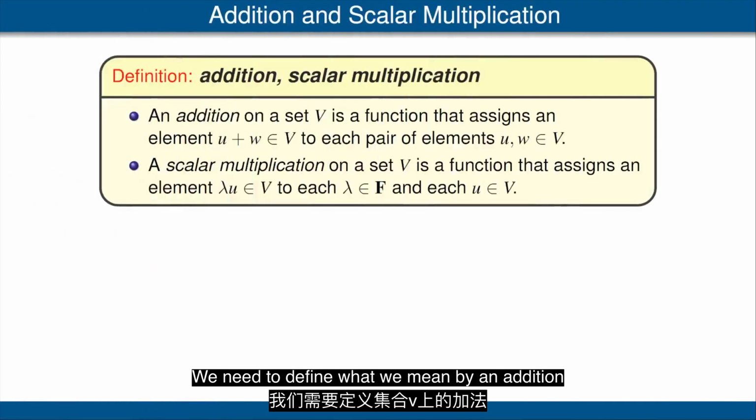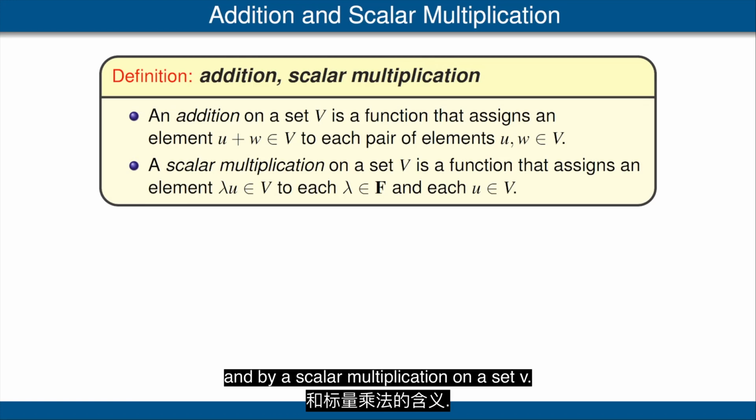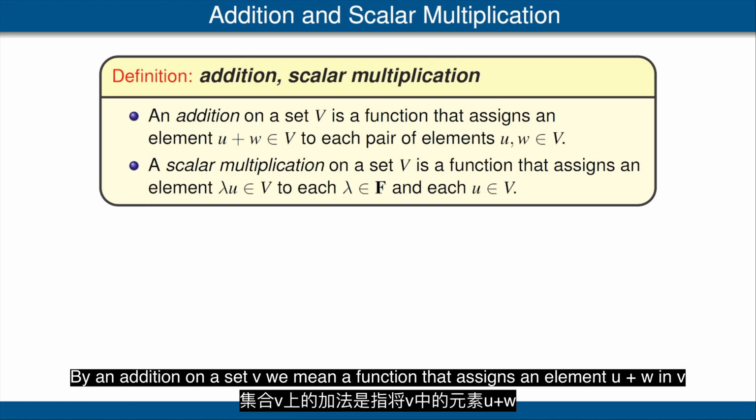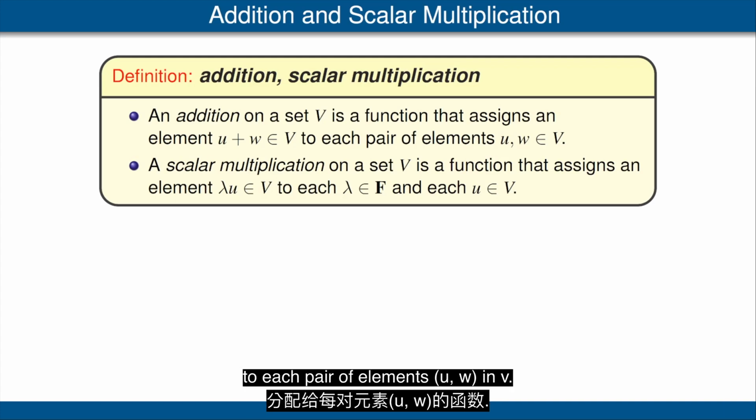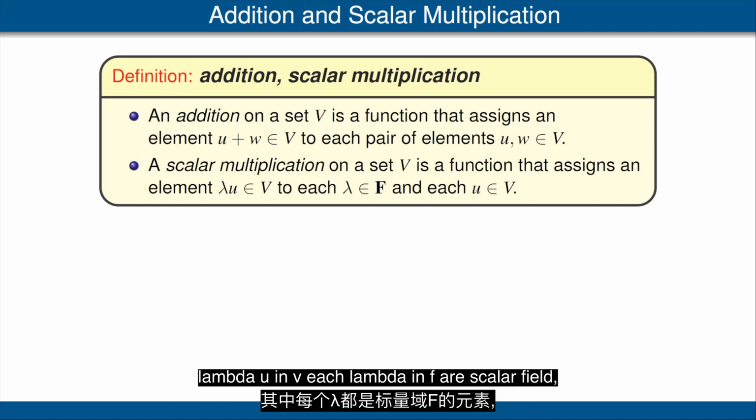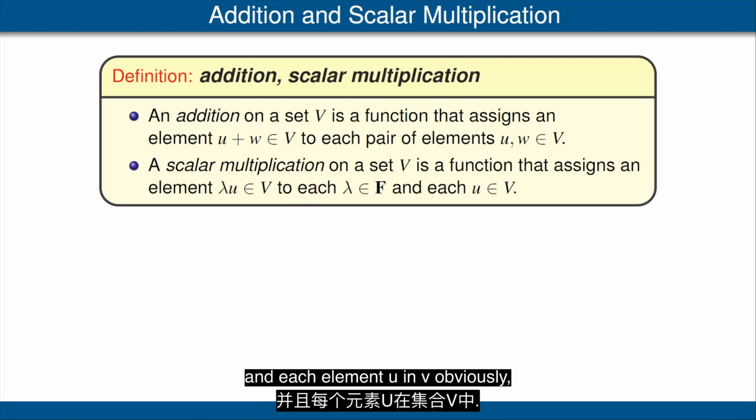We need to define what we mean by an addition and by a scalar multiplication on a set V. By an addition on a set V, we mean a function that assigns an element u plus w in V to each pair of elements u, w in V. By a scalar multiplication on a set V, we mean a function that assigns an element lambda u in V to each lambda in F, our scalar field, and to each element u in V.